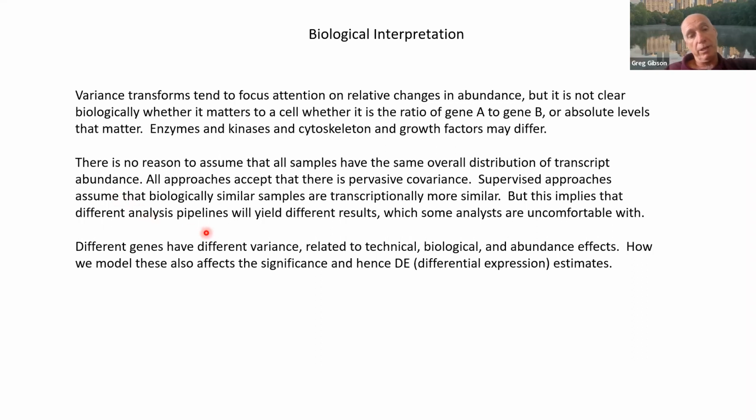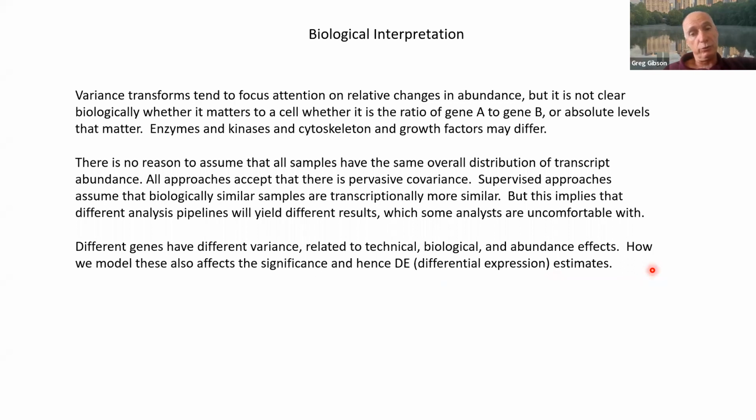Something else that we have to keep in mind is that different genes have different variances. So a lot of the advantages of the general linear modeling framework in EdgeR and DESeq is actually adjusting for the fact that different genes have different tagwise and trended dispersion, which themselves are related to these technical, biological, and overall abundance effects. So they're the three things we care about. And how you model those then is absolutely going to affect your significance values and even your differential expression estimates, on top of which, as I pointed out, different differential expression methods are going to give you different significance values as well.